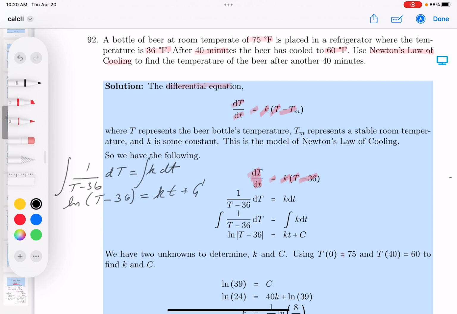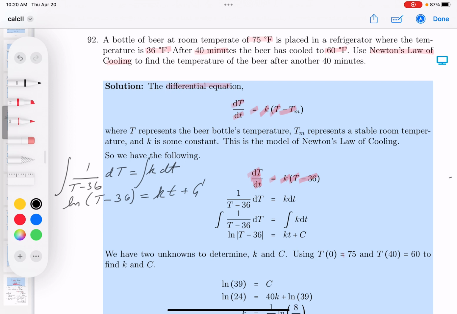Now you notice I put the parentheses on the T minus 36, and the reason for that is it's the temperature of the beer, it's certainly going towards 36, it's cooling down. But what I'm going to say is that T minus 36 is never going to be negative, right? And certainly over time it does cool, but we're looking at some time interval where it starts at 0 and goes off to infinity, let's say.